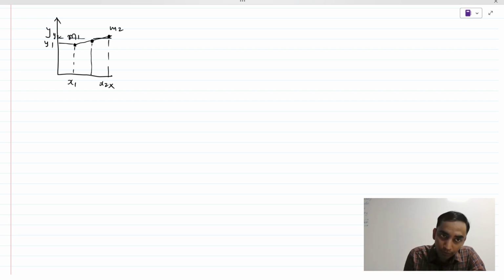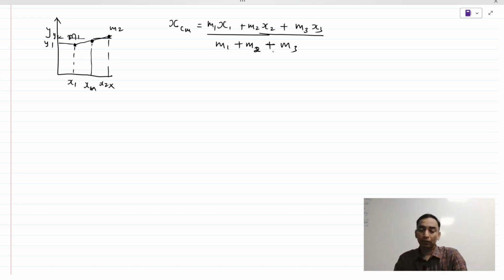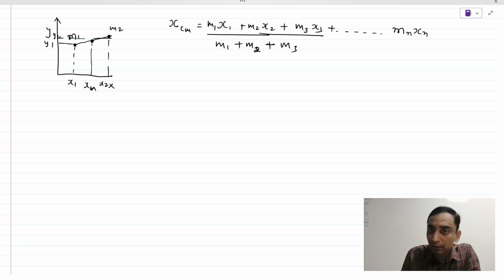The x coordinate of the center of mass is xcm, and the y coordinate is ycm. xcm is given by m1 x1 plus m2 x2 divided by m1 plus m2. If there are three particles, we add one more term, m3 x3, and m3 comes in the denominator as well. In the same way, for n particles, it goes up to mn xn divided by m1 plus m2 plus m3 and so on till mn.